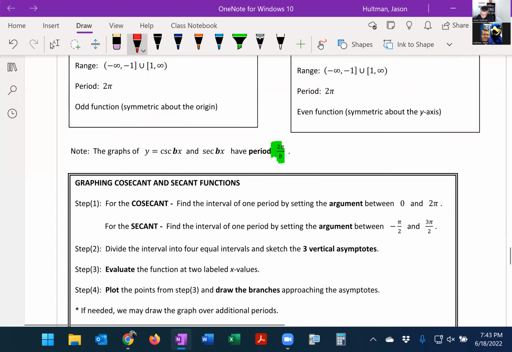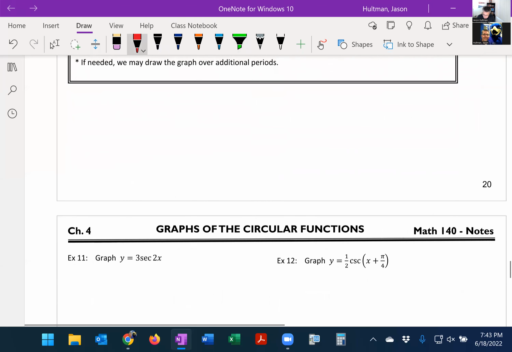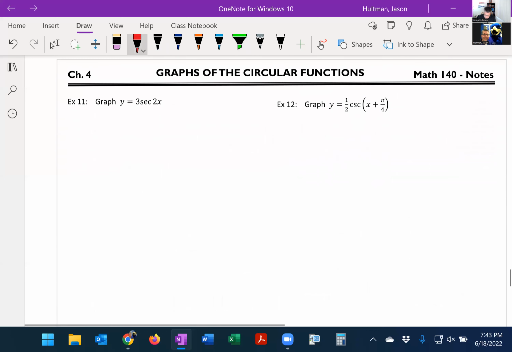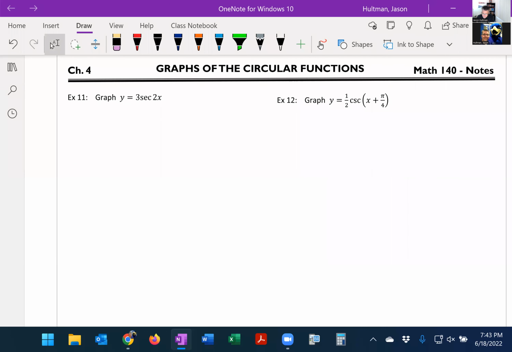So let's graph some of these. Again, if needed, we can graph additional periods as well. So the graph of 3 secant 2x. Once again, the full secant function would look like this: y equals c plus a secant b times x minus d. Here we have no d or c, we just have a and b. a is equal to 3 and b is equal to 2.